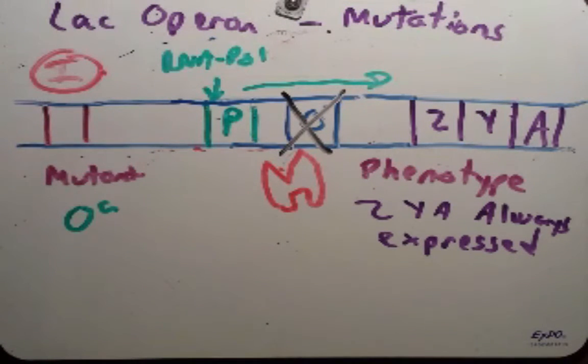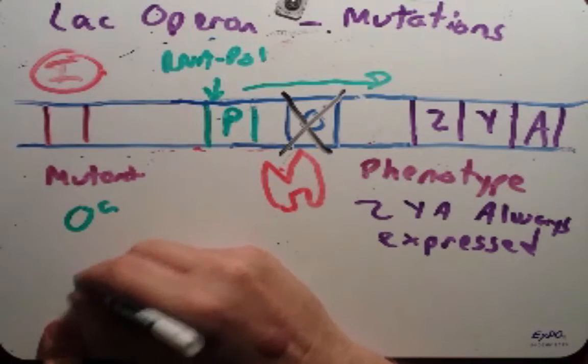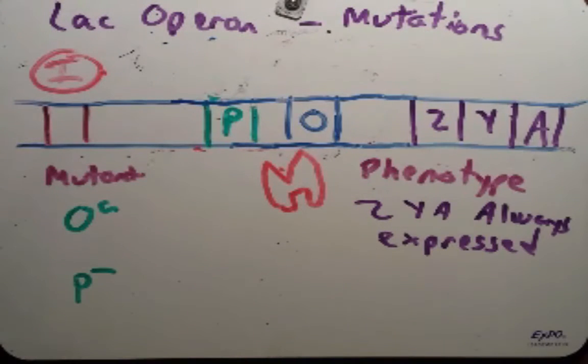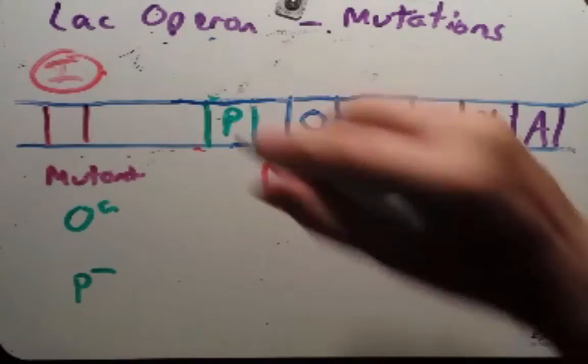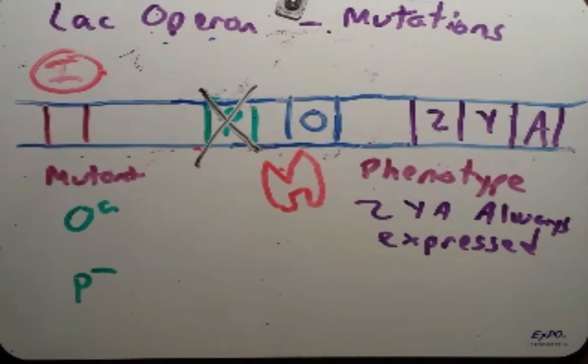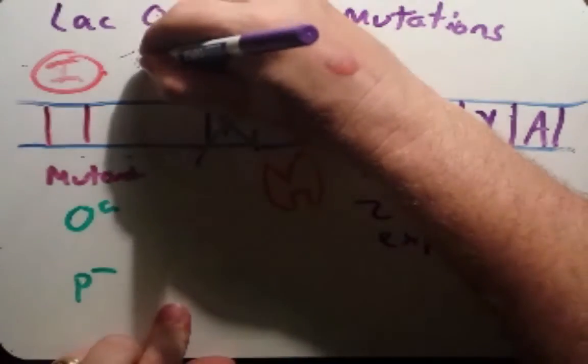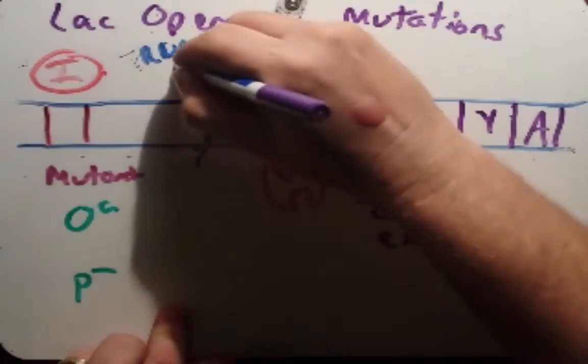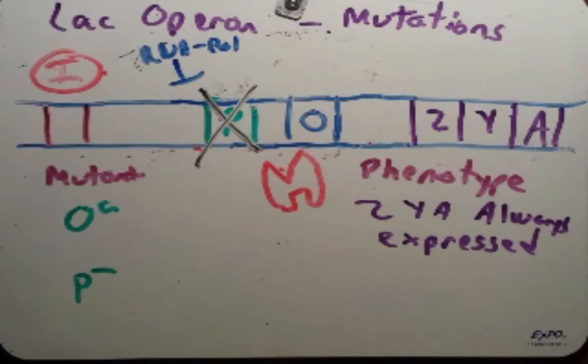Another mutation that they had was a promoter mutation. We just call this P minus. And this has sort of the opposite effect. In the P minus mutant, in fact, let's go ahead and erase some of these lines here. In the promoter mutation, what we've done is mutated the promoter to the point where it is now no longer functional. It cannot bind to an RNA polymerase. So when the RNA polymerase is hanging around here, it's looking for that promoter, but it can't find it. So it can't bind to it.